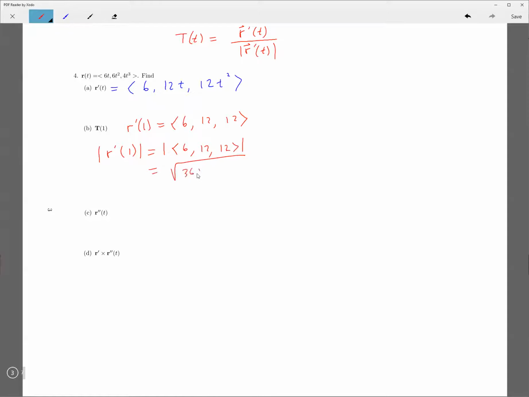Which is the square root of 36 plus 144 plus 144, so this is the sum of the squares of those. And I suppose I could have done this easier. Let me back up and do it easier. If you factor a 6 out, you get 1, 2, 2, right? And then the magnitude is going to be 6 times the square root of 1 plus 4 plus 4. So that's 6 times the square root of 9, which is 6 times 3, or 18. So dividing by 18 will do the trick.